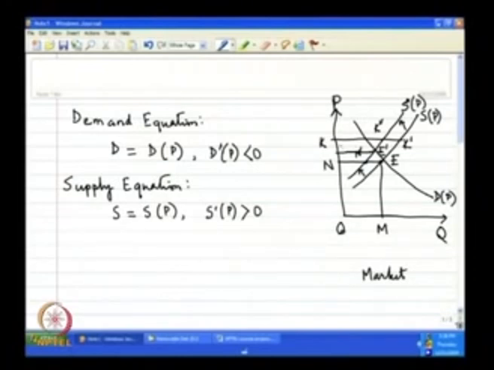And you can see that at E dashed, the equilibrium price is higher. Suppose this point is, I have already used N dashed, let us call this point L. So OL is the new price. OL is higher than ON, that is, the new price is higher than the old price because the supply has gone down, because the suppliers have exported more goods to the foreign market and they have sold fewer goods in the domestic market.